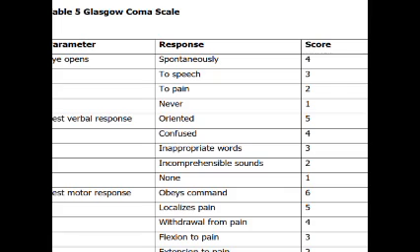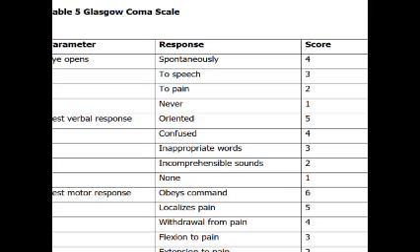Table 5: Glasgow Coma Scale. Parameter: eye opening. Response: spontaneously, score 4; to speech, score 3; to pain, score 2; never, score 1. Best verbal response: oriented, score 5; confused, score 4; inappropriate words, score 3; incomprehensible sound, score 2; none, score 1.